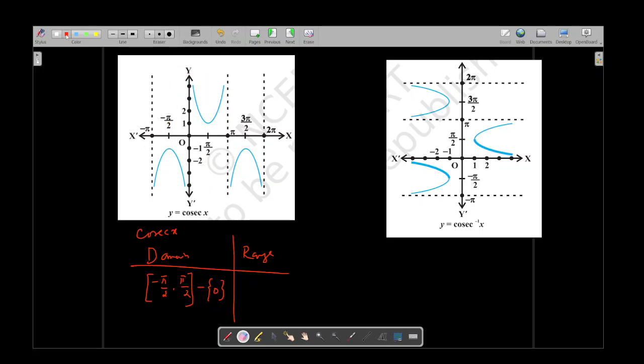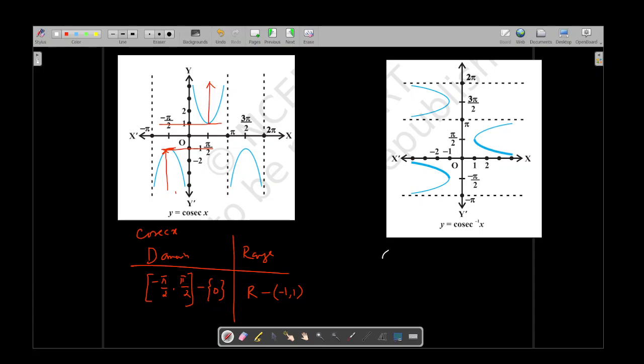The range, this is interesting. The range is from minus infinity to minus 1, it takes all the values, and from minus 1 to plus 1 it does not take any value. From 1 to infinity it takes all the values. So it is the complete real numbers, and we have to exclude minus 1 and 1.